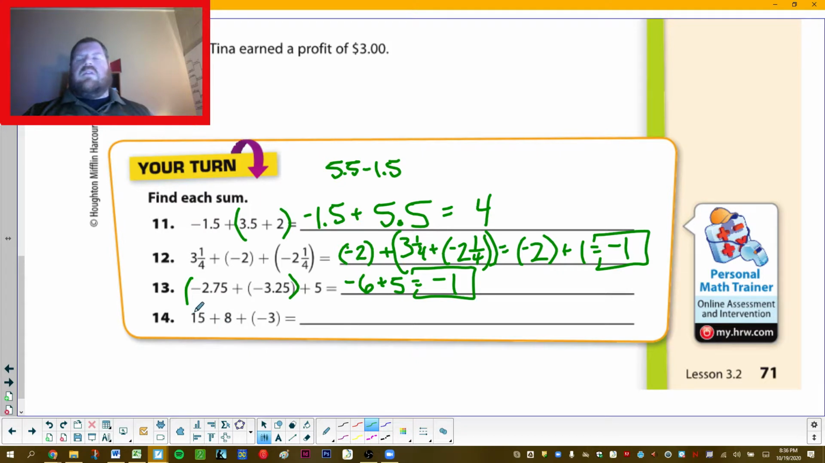Lastly, these ones, it doesn't really matter which ones you want to do together. These two are positive, so there's a good reason to do those together. 15 plus 8 is 23, plus a -3. Think about subtracting them. I get 20, and since 23 is positive and bigger, my answer is positive.